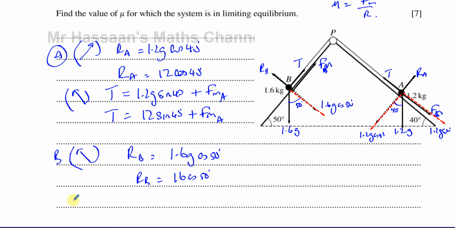And if we resolve the forces down the plane here, because it would go this way if it was going to move, we can resolve the weight down the plane. So that's 1.6g sine 50, and going down the plane that is equal to the tension T plus F max of B. All right, so we need to find what the tension is.